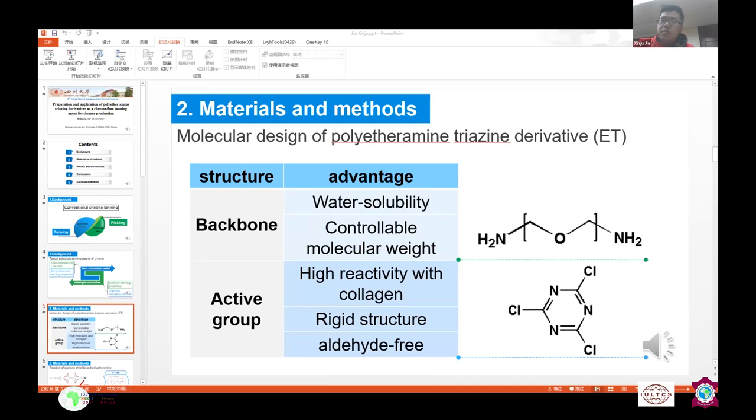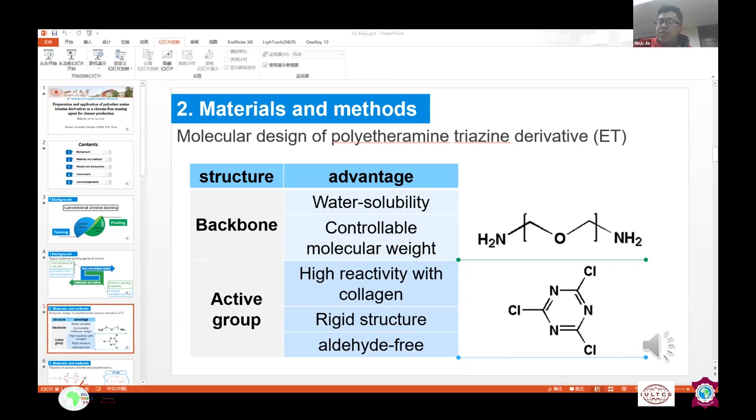Further, the tanning condition of ET was optimized. According to the research results, the tanning process of ET is a balance of hydrolysis and combination. At low pH, the reaction rate of ET is slow, but pH higher than 7 could lead to the extensive hydrolysis of ET. Besides, increasing the tanning temperature could benefit the reaction rate.